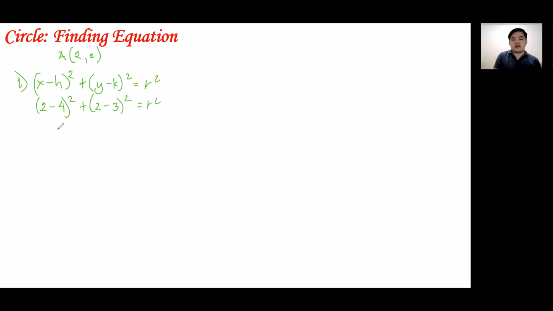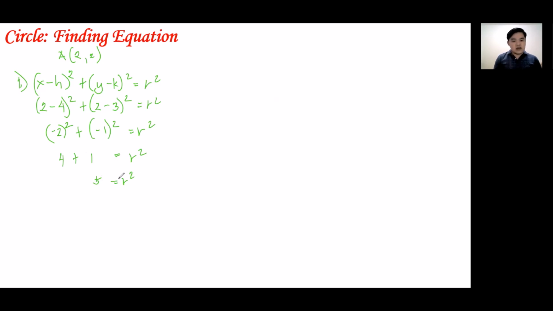So therefore, this is negative 2 squared. Sorry, I need to put parentheses here. Plus negative 1 squared is equal to r squared. So simplifying this one, this will become 4 plus 1 is equal to r squared. Okay, so based on this one we're going to what? We're going to add our equation. So this will become 5 is equal to r squared.